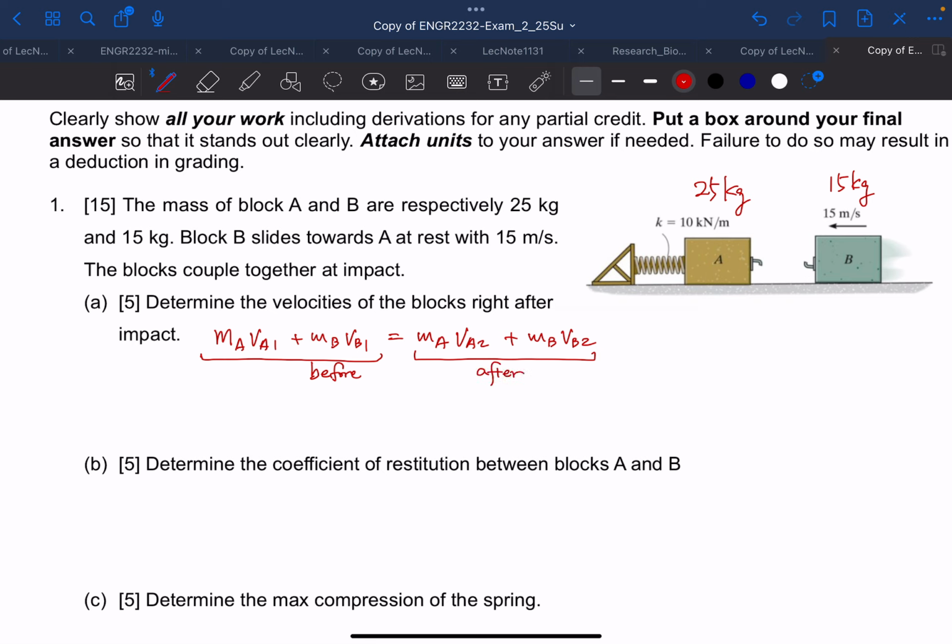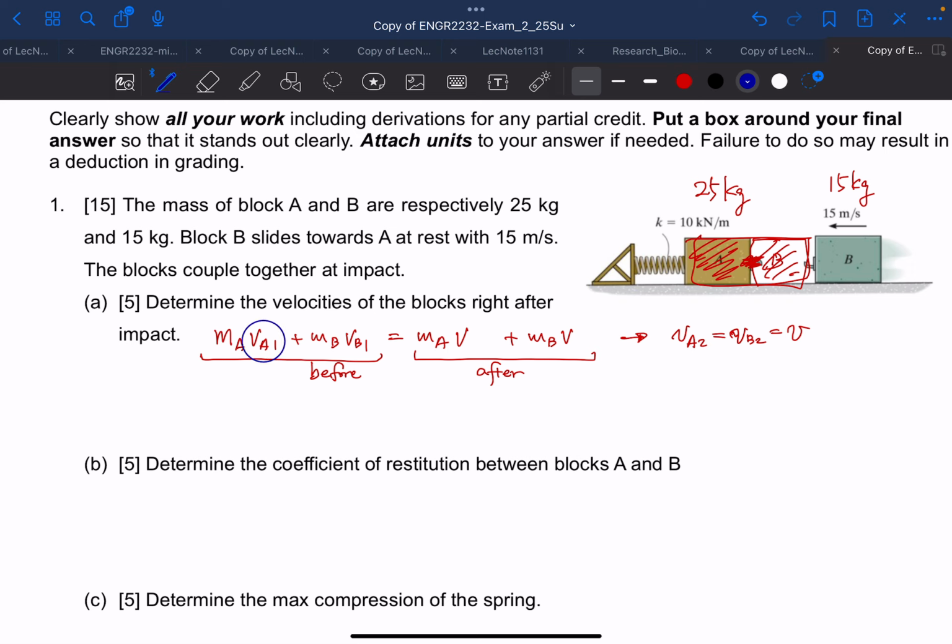Okay? And one thing that we can note is VA2 is going to be same as VB2, because after impact they're going to be combined as a single particle. So the velocity of this guy and the velocity of B, they're basically going to be the same, right? So let's just make it simple, let's just call it V, to make it simple for notations. And we can try to solve this thing.